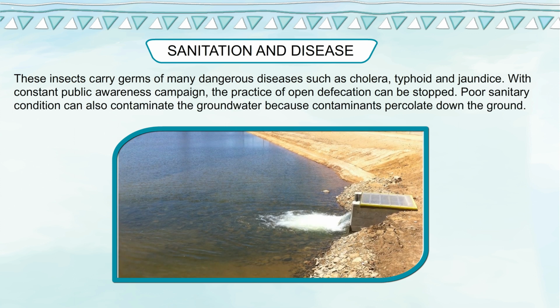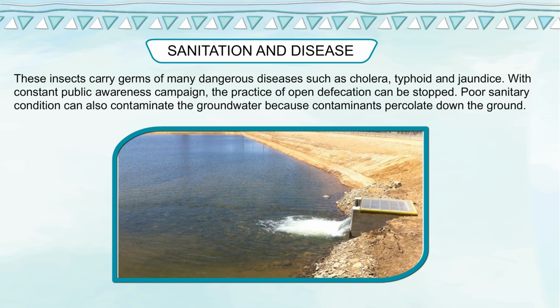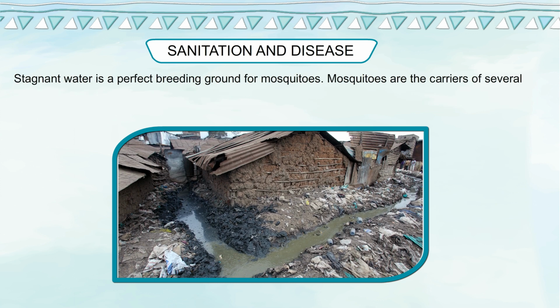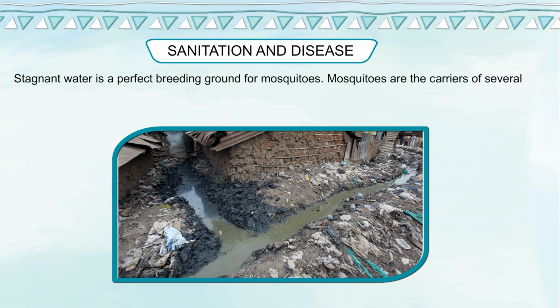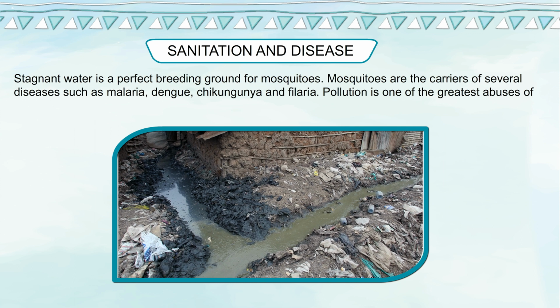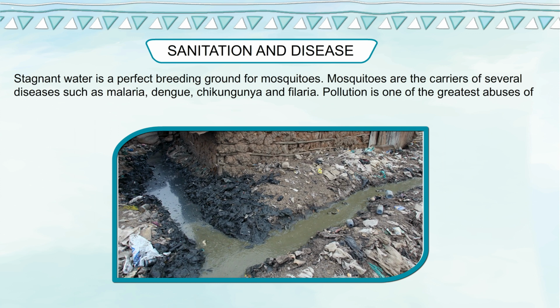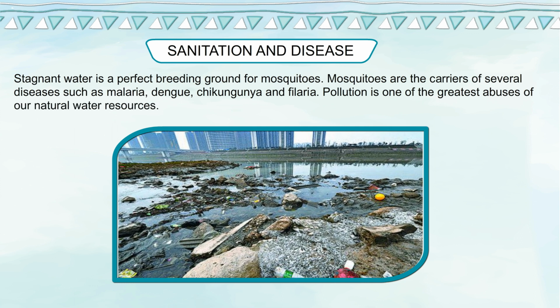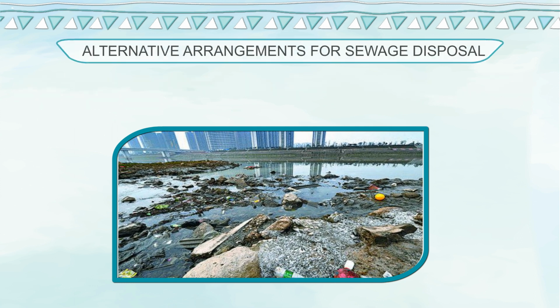Poor sanitary condition can also contaminate the groundwater because contaminants percolate down the ground. Stagnant water is a perfect breeding ground for mosquitoes. Mosquitoes are the carriers of several diseases such as malaria, dengue, chikungunya, and filaria. Pollution is one of the greatest abuses of our natural water resources.